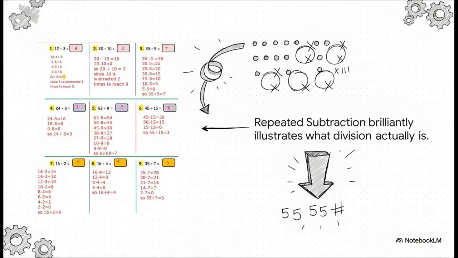And this right here, this is the most fundamental way to even think about what division is. Repeated subtraction. Just look at the problem in the top right corner. 35 divided by 5. All that's asking is, how many times can you take 5 away from 35 before you hit 0? And the answer is 7 times. It might not be the fastest method for big numbers, but it's such a powerful reminder of what we're actually doing when we divide. We're just counting groups.